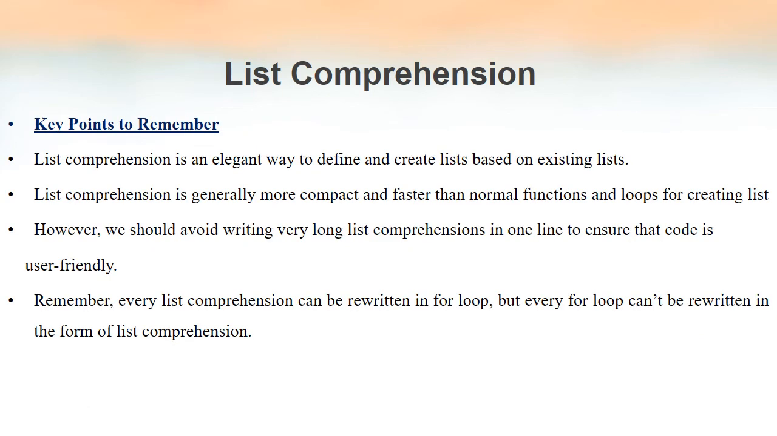We have to keep some points in mind when we use list comprehension. First of all, list comprehension is one of the most elegant ways to define and create a list from an existing list. And as we have seen in some of the examples, list comprehension is generally more compact and faster than normal functions and loops for creating a list. But even though it is more compact and faster, we should not try to write a lengthy list comprehension as a single line of code, because our program will become more complex and more difficult to read and understand.